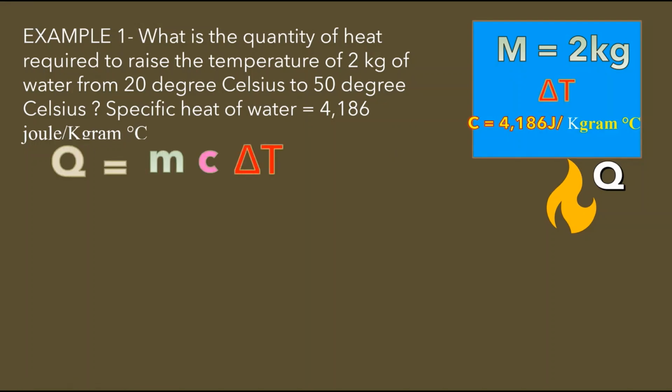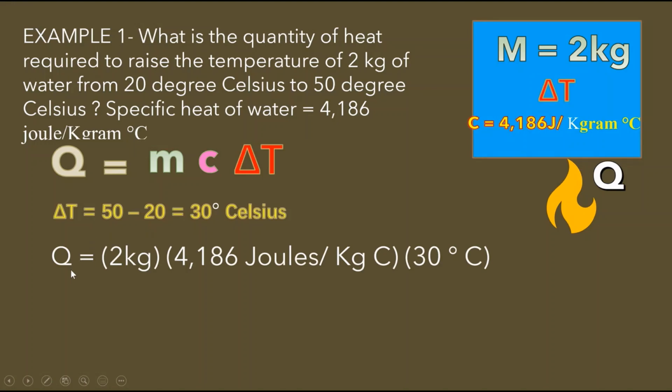Here we will use the same formula, Q is equal to m c delta T. The change in temperature is from 20 to 50 degrees Celsius, so the change in temperature will be 30 degrees Celsius. We just do the simple subtraction. And here Q is equal to 2 kilograms multiplied by 4186 multiplied by 30. We need to be very careful: mass is in kilograms, specific heat is also per kilogram, and it is in degrees Celsius.